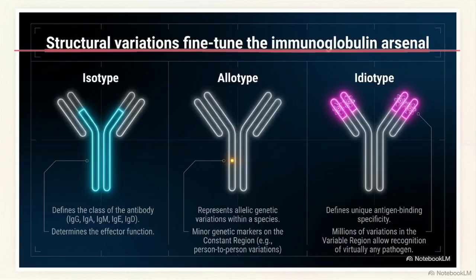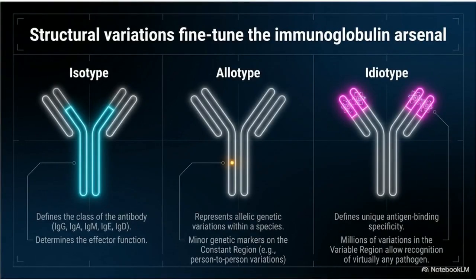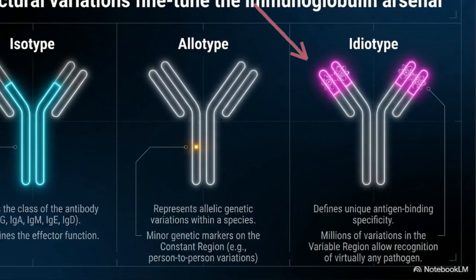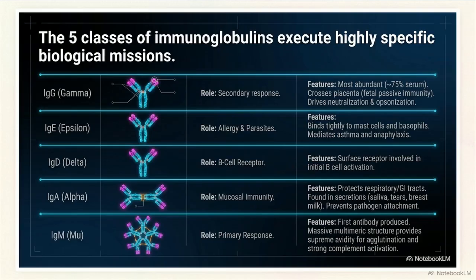This diagram maps how structural variations on that basic Y blueprint scale up to create an entire arsenal. The variations occur across 3 specific tiers: isotype, allotype, and idiotype. The idiotype defines the millions of unique binding specificities at the tips of the antibody. The isotype defines the structural class of the heavy chains, which determines the antibody's ultimate biological mission. This matrix details the 5 major isotypes of immunoglobulins. Notice how their distinct geometric shapes dictate their specific roles in the body.